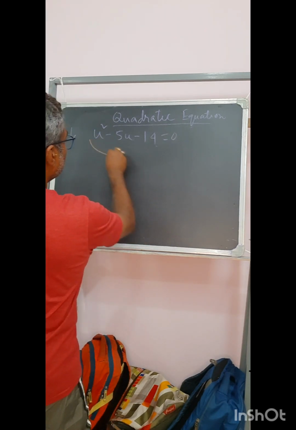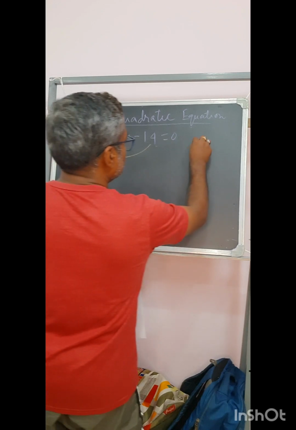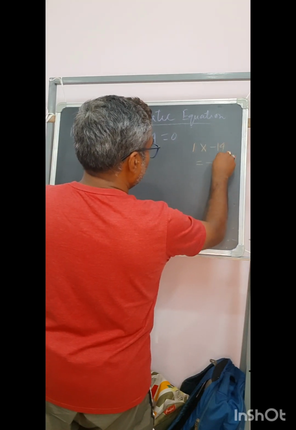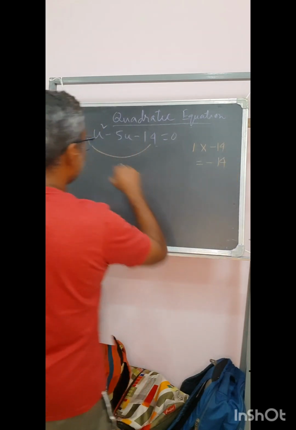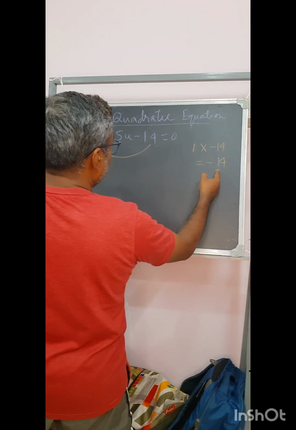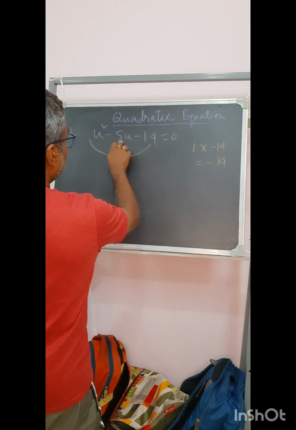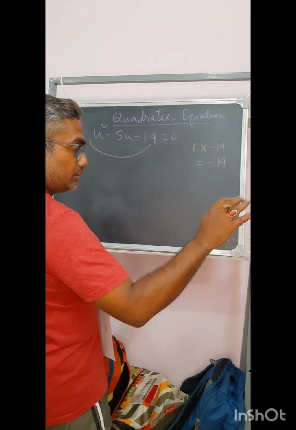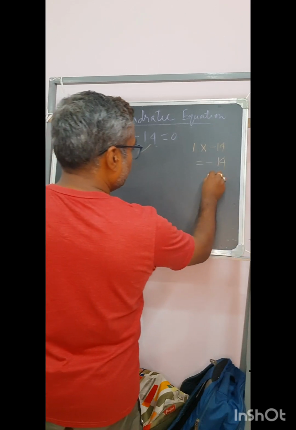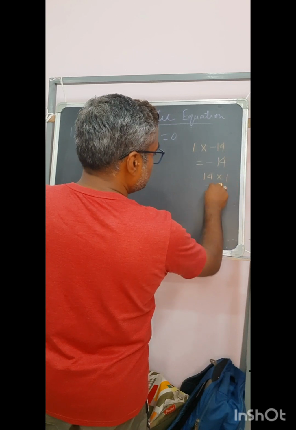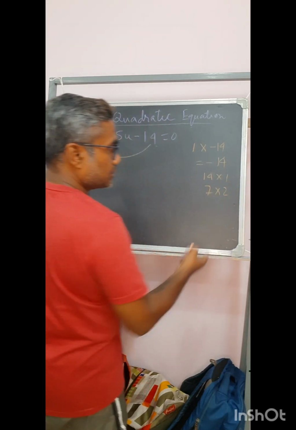You have to multiply these coefficients, that means 1 into minus 14. So this will become minus 14. So now 14 has to be divided in such a way that you will get the middle coefficient by adding or subtracting the factors. So 14 can be brought by 14 into 1, 7 into 2, can any other things come? No.